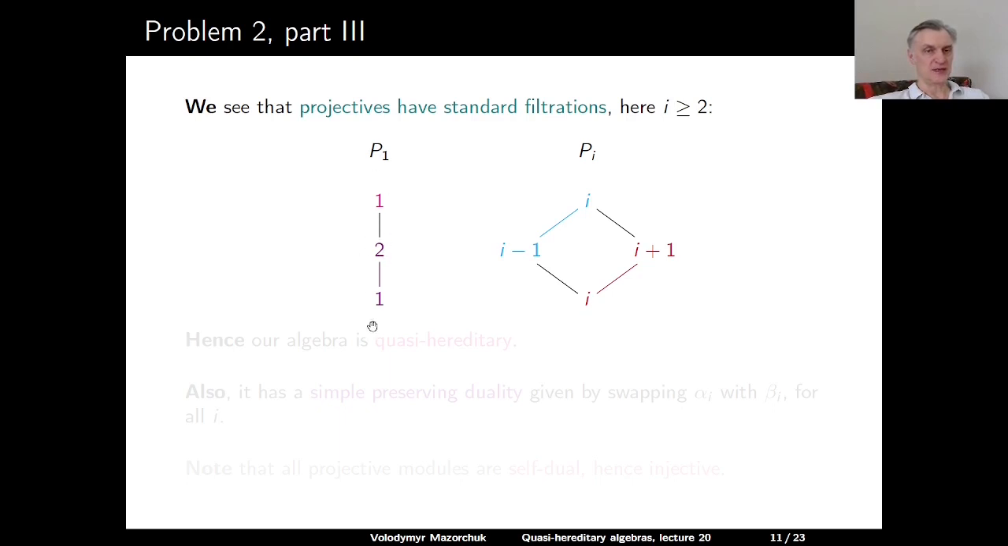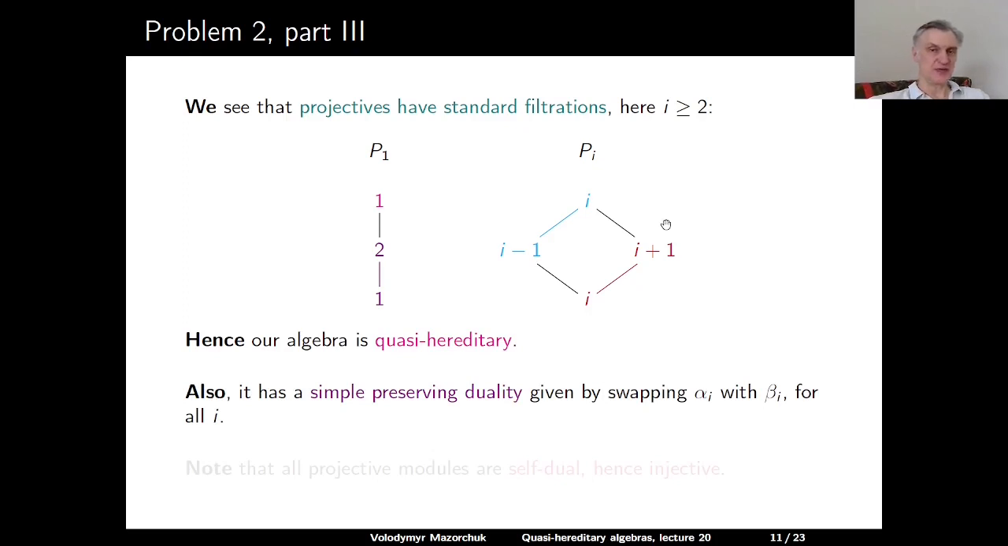So P1 has delta 2 as a submodule, and the quotient is delta 1. And if i is greater than or equal to 2, Pi has delta i plus 1 as a submodule, and the quotient is delta i. And so our algebra is quasi-hereditary. Also, it has a simple preserving duality, which is given by swapping alpha i and beta i for all i. And it is very easy to see that all projective modules are self-dual, so in particular they are injective.